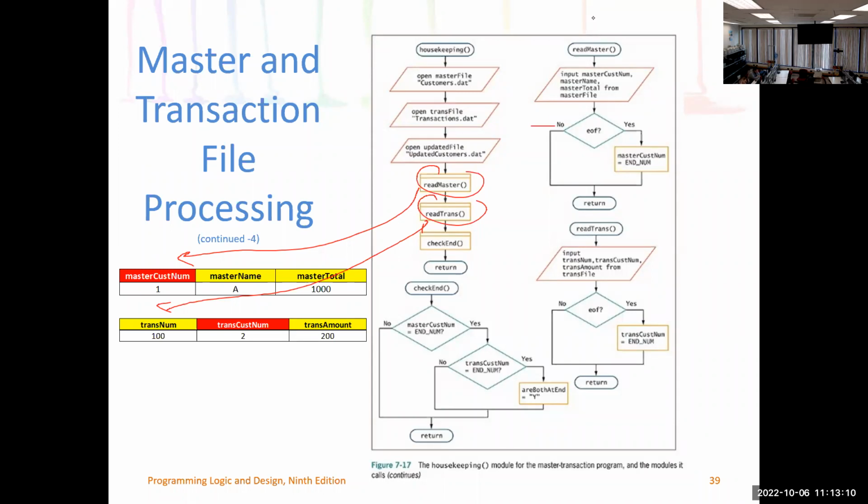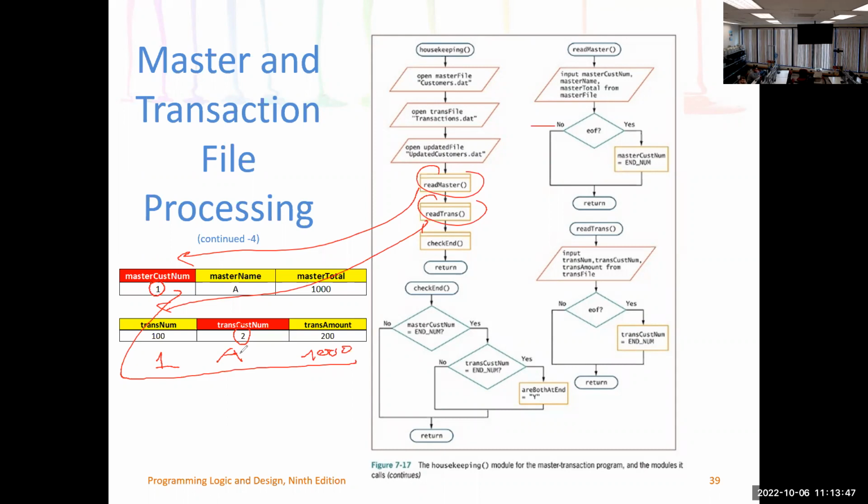You see, the customer number one here, but this one customer number two. So what does it mean? That means customer number one had no transaction. They are not the same, right? That means he has no transaction. So if he has no transaction, what do you have to do? You just copy it and write exactly the same, and you store it in the new file here. Number one, customer A, and 1000 here, right? And of course you write.